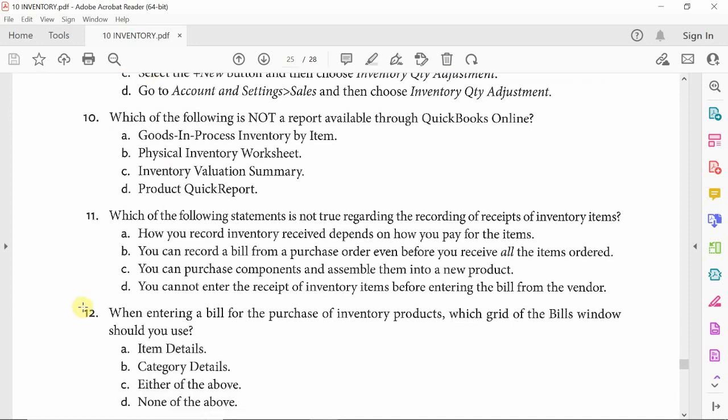Number 11, which of the following statements is not true regarding the recording of receipts of inventory items? So again, which statement is not true when recording receipts of inventory items?